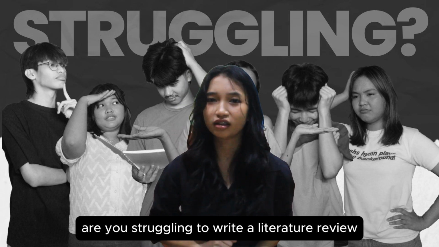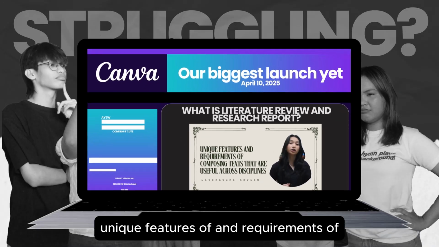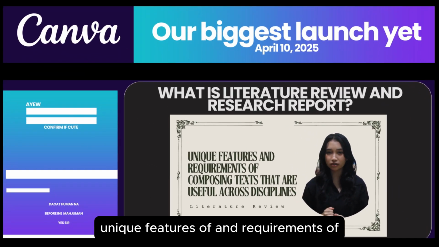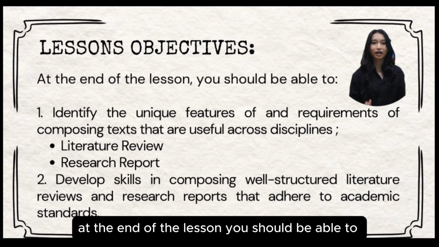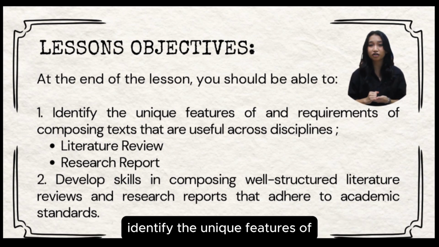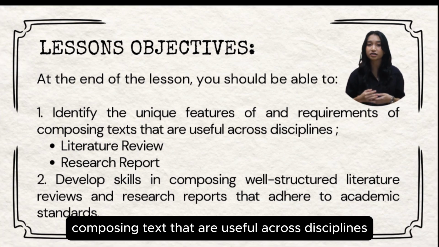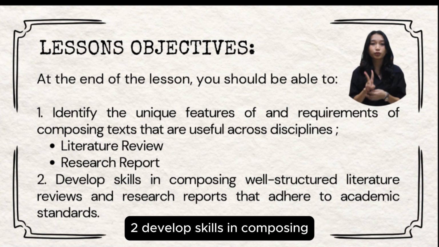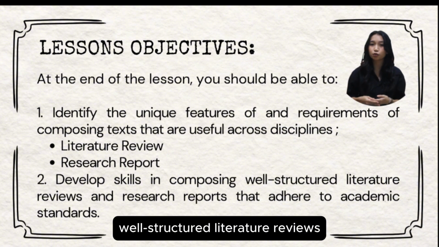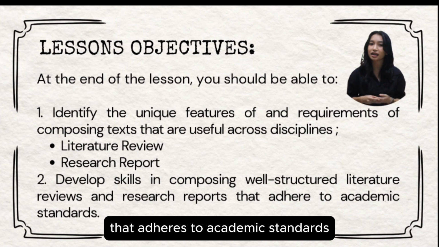Are you struggling to write a literature review for your research report? We got you! Unique features and requirements of composing text that are useful across disciplines. At the end of the lesson, you should be able to: 1. Identify the unique features and requirements of composing text that are useful across disciplines, literature review and research report. 2. Develop skills in composing well-structured literature reviews and research reports that adhere to academic standards.